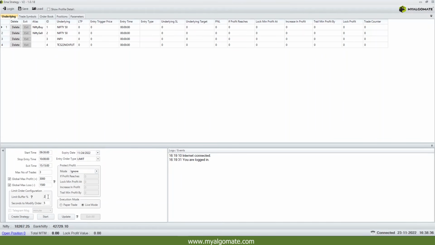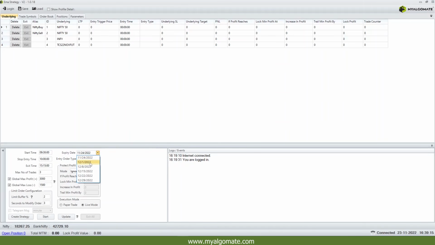This doesn't mean that your trade will be executed at 102, it will still be executed at the best available seller. Let's say if it is 100 or 100.05, then it will be executed at that price only. Just that there will be a maximum cap for the buy price, and if there are no sellers available, then it will modify the order after 5 seconds or 3 seconds, whichever you mention. So this is applicable if you have set the entry order type as limit only. In case of market order, this won't be applicable.